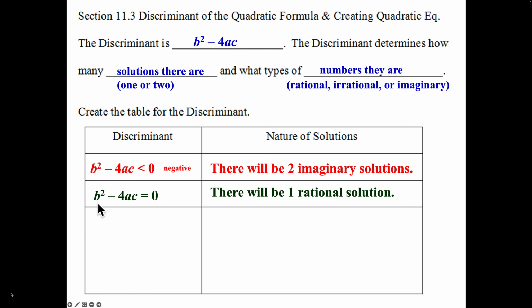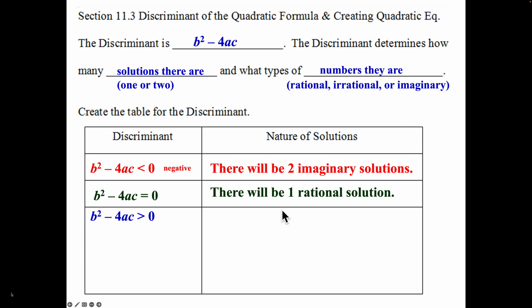If my b squared minus 4ac is equal to 0, then there will be one rational solution. What happens is that the square root becomes 0 on the inside, and we take the square root of 0, which means 0 is in the numerator, and we're dividing it by 2 times some value other than 0, so we'll call it 0 over 2. That whole fraction becomes a 0, and we're adding and subtracting a 0. So technically, your one single answer is the negative b over 2a. And since negative b over 2a is a fraction, that makes it a rational solution.